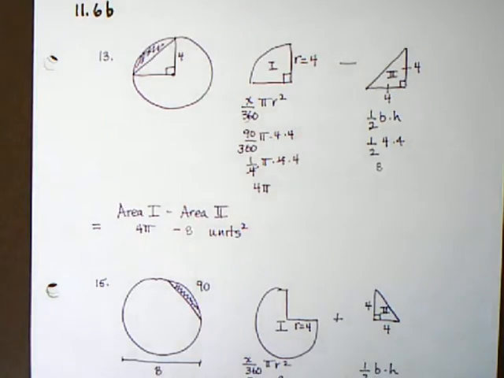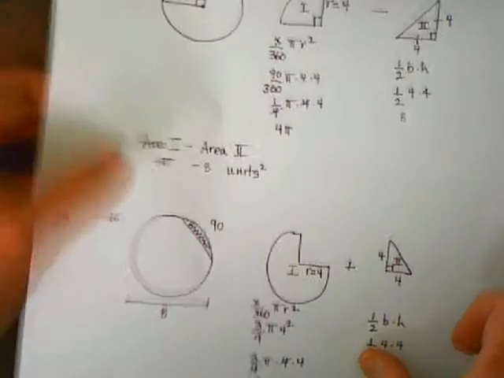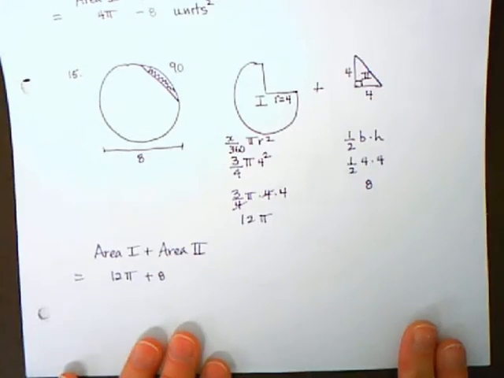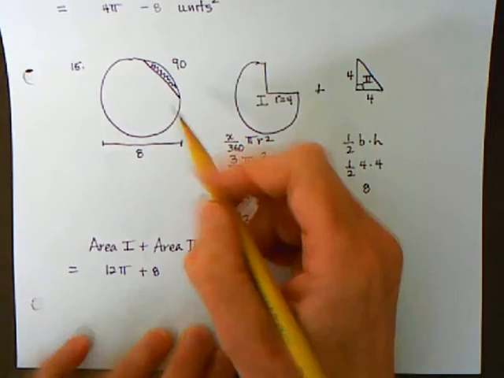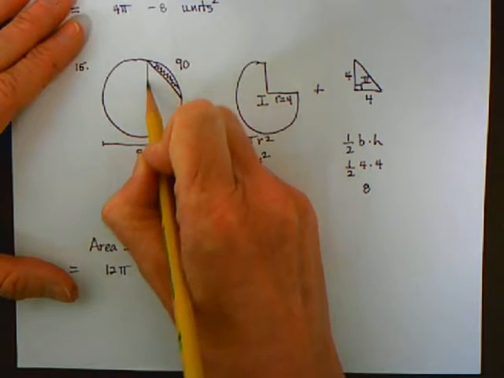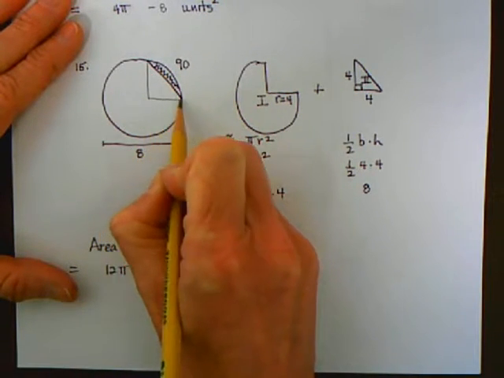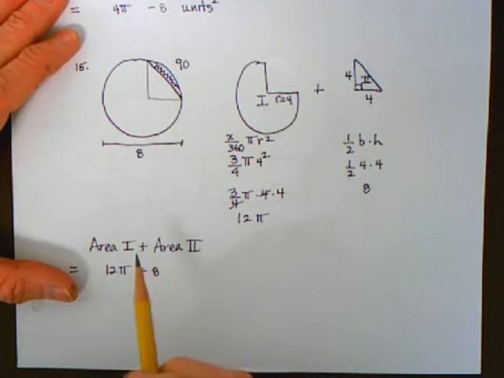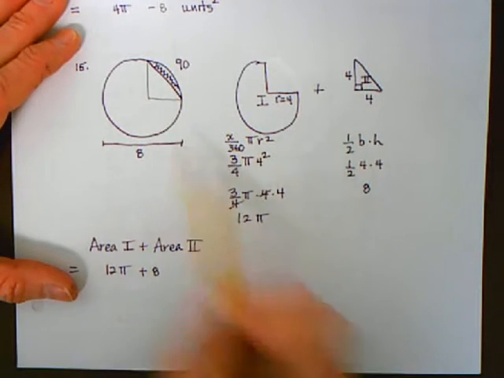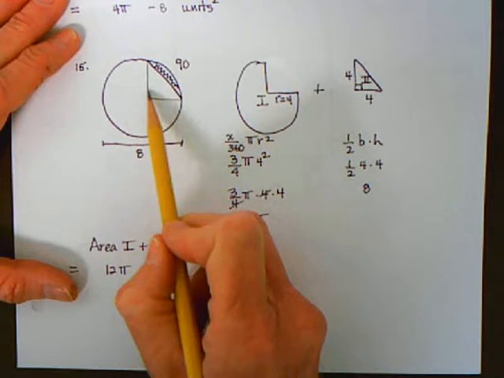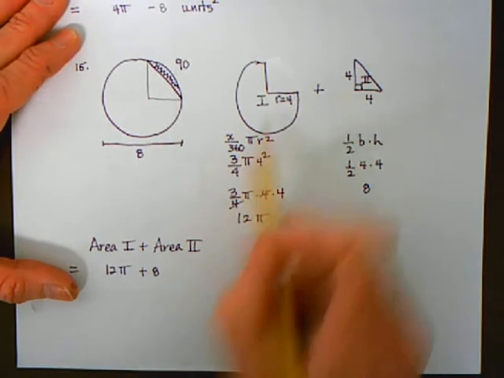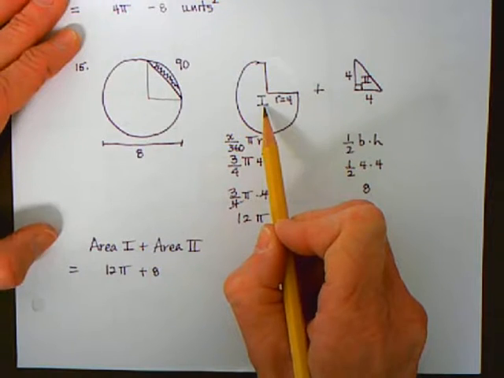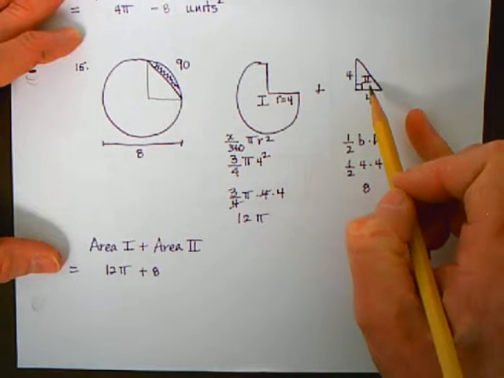All right, 15, the problem looks like this. You've got to find this area here. So what I decided to do is I thought if I could find the area of 3/4 of a circle and then add to it the area of the triangle, I'd be good to go. So the area of 3/4 of the circle I'm calling region 1. The area of the triangle I'm calling region 2.